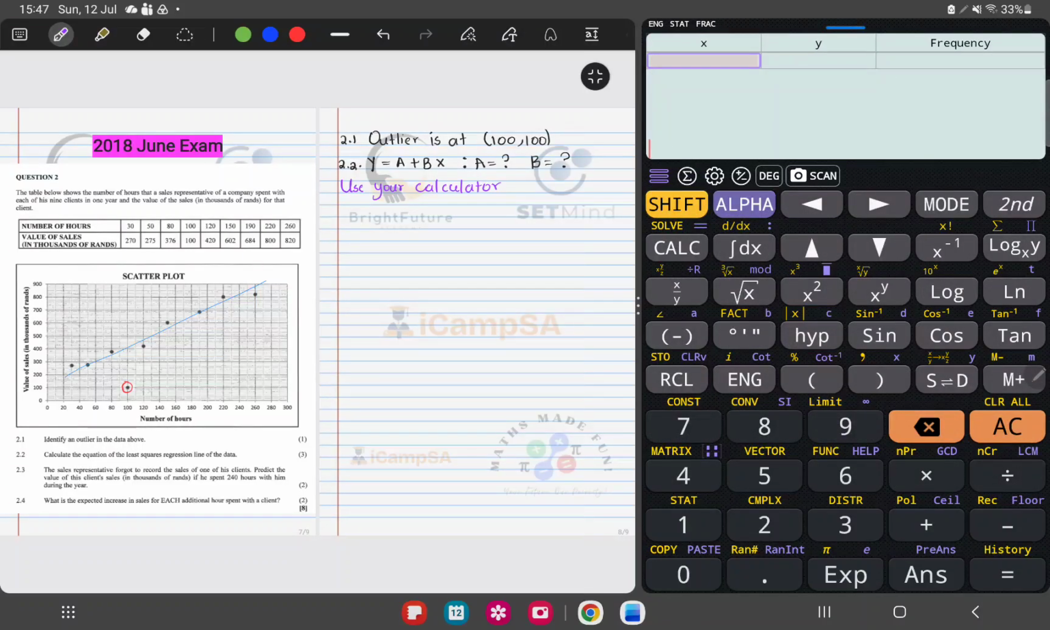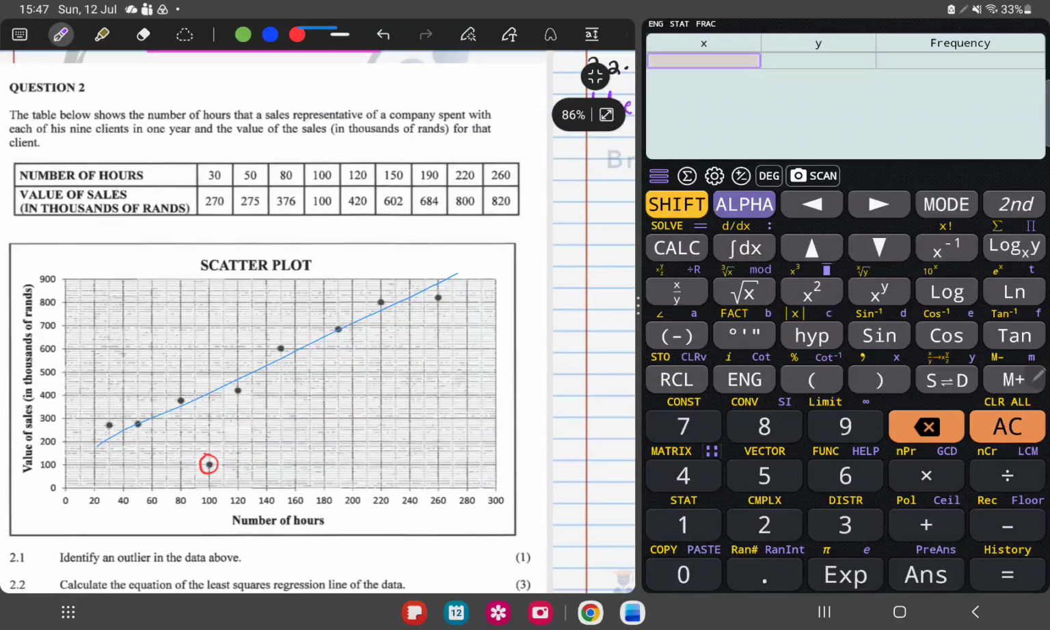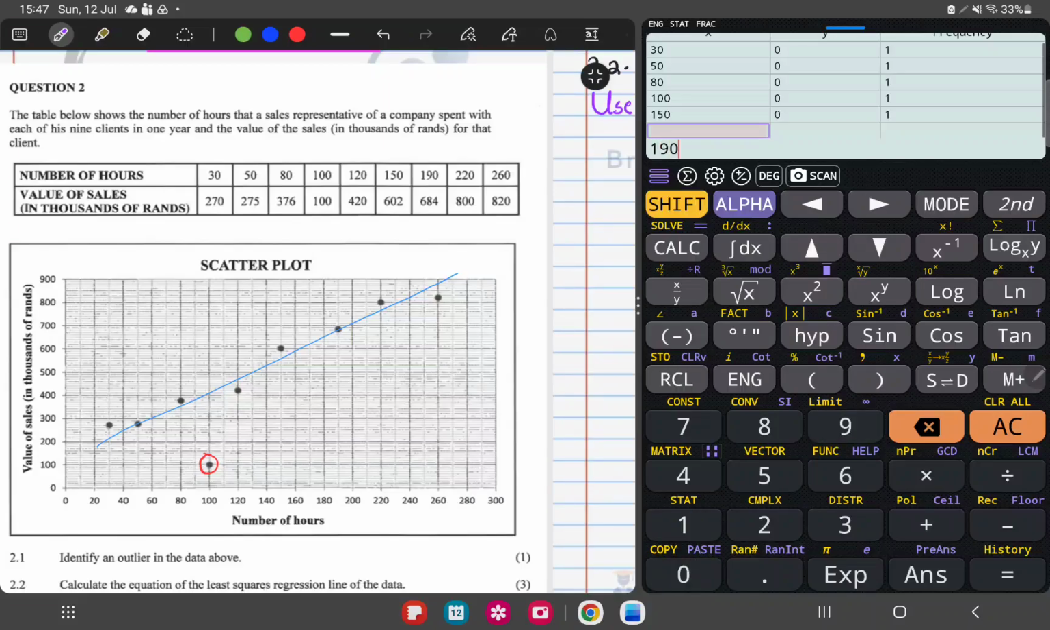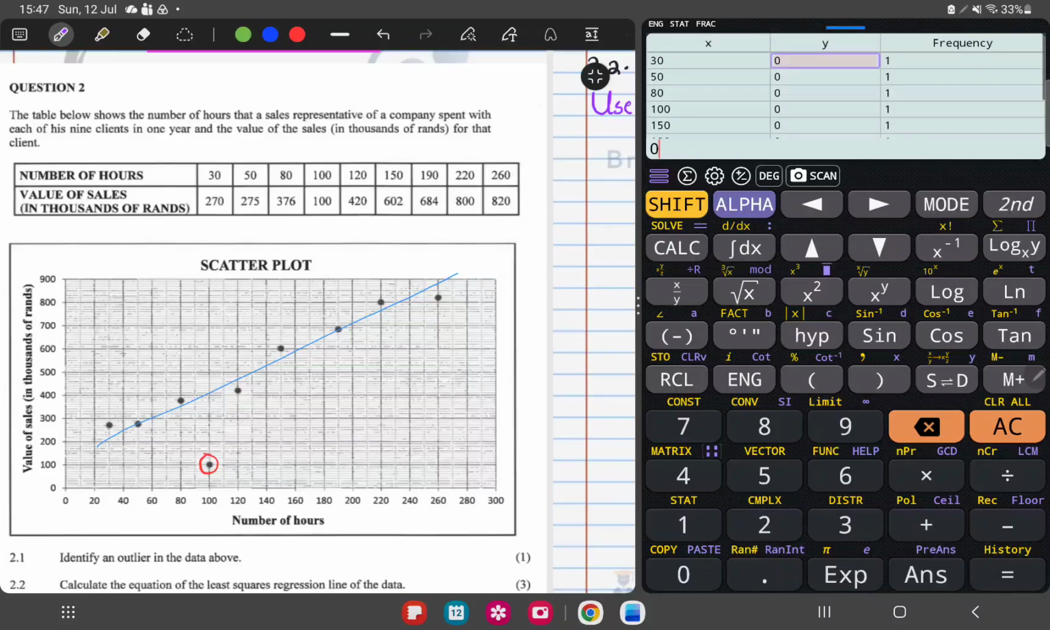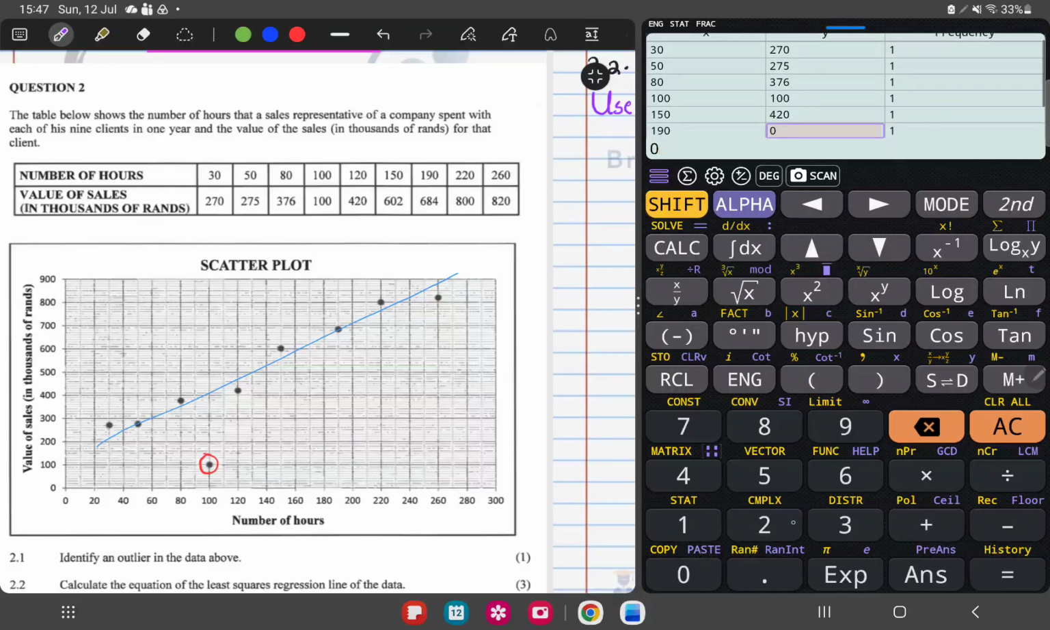Okay, so let's clear all of that. And this is the data. Let's go ahead. We'll start with x at the top, where we have 30, then 50, then 80, and then 100, 150, 190, 220, 260. Then we can go and put in the y. So that is 270, 275, 376, then 100, then 420, 602, 684, 800, and then 820.